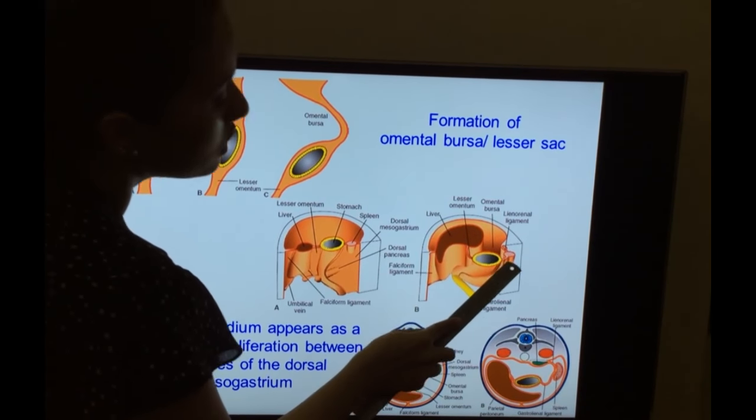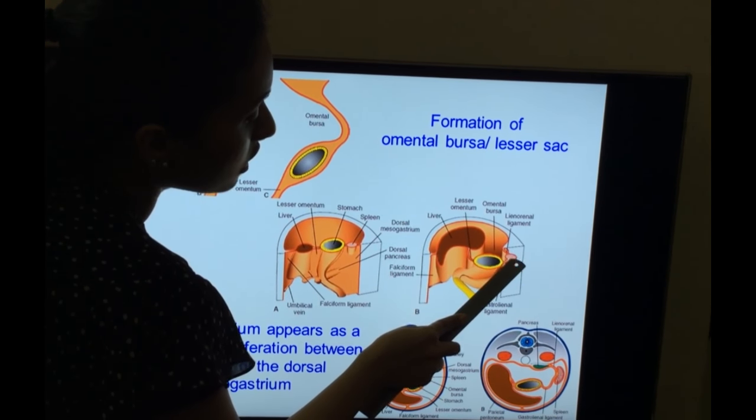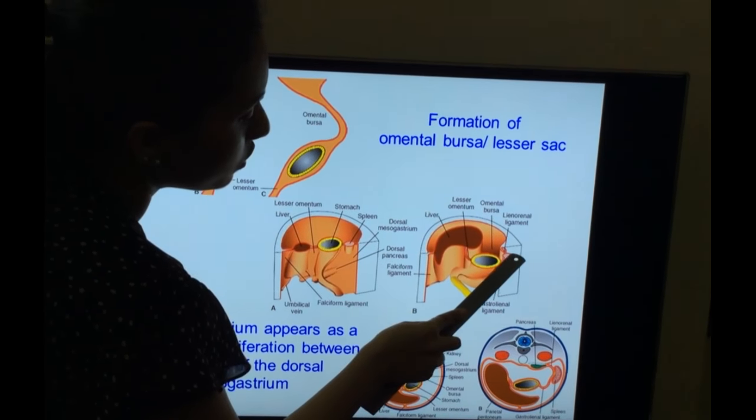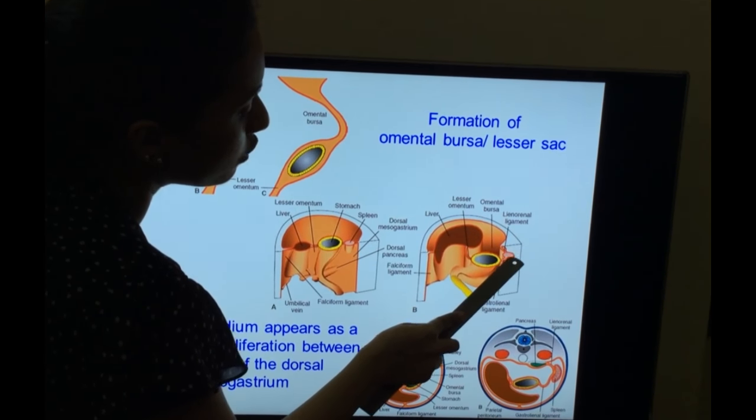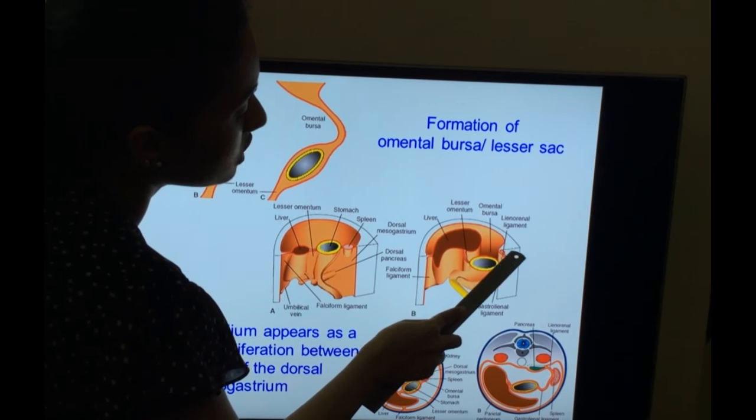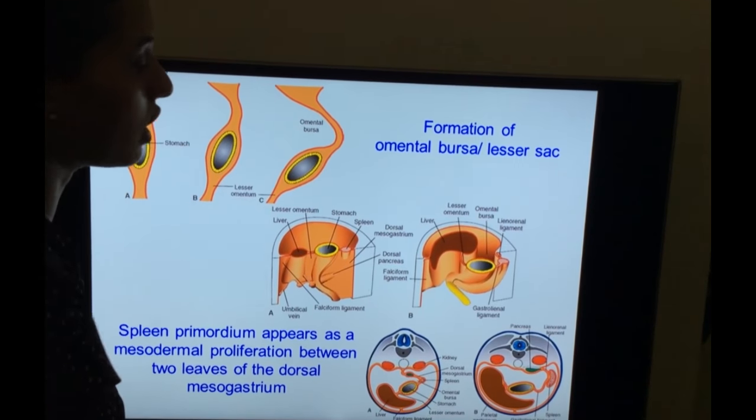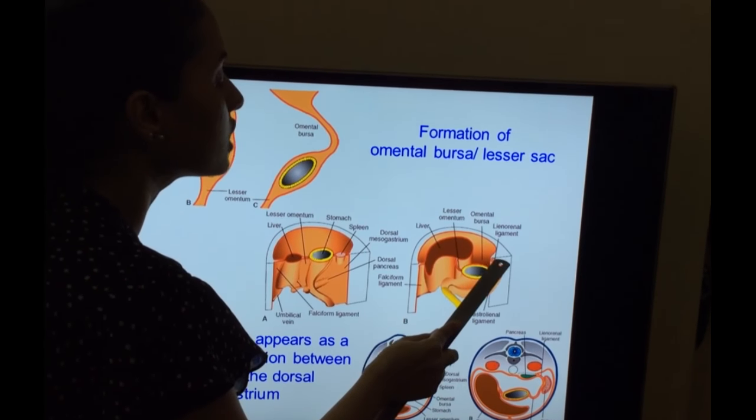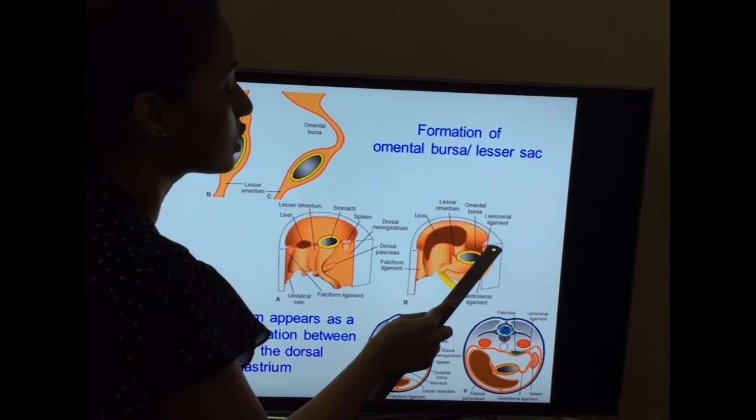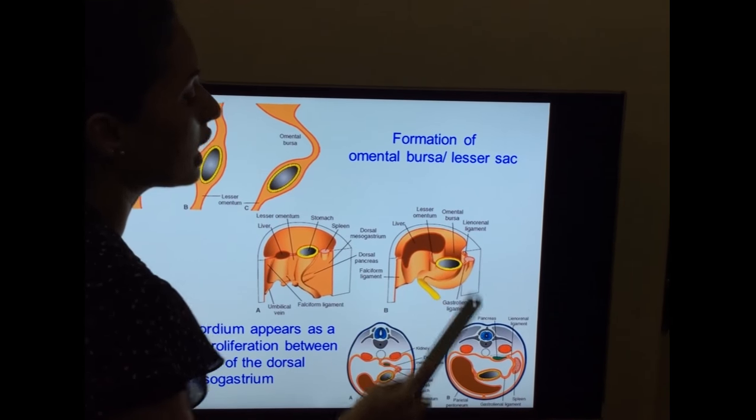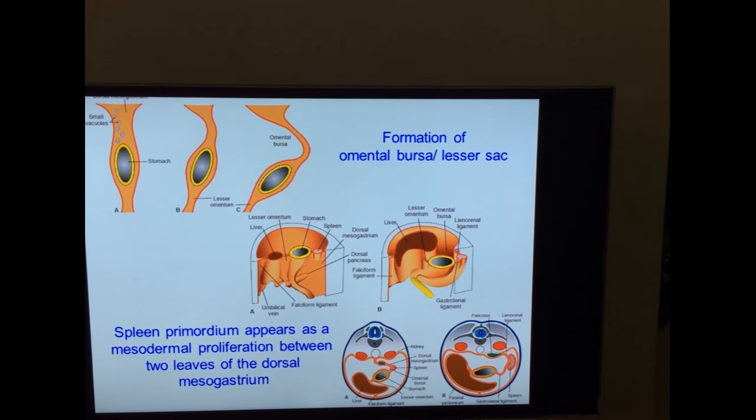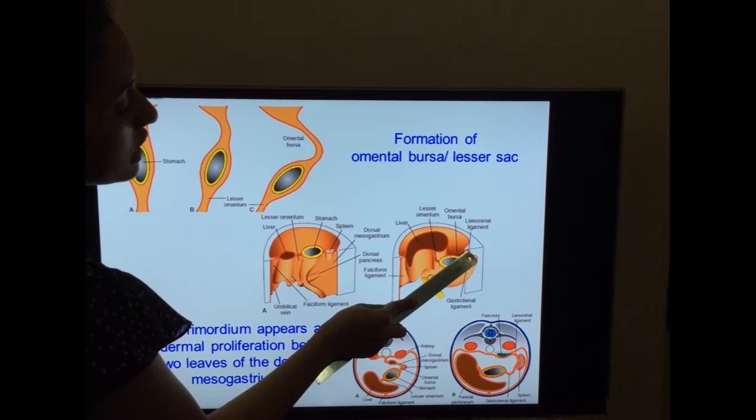Okay, so you can see here the posterior leaf of the dorsal mesentery, which is attached to the posterior abdominal wall, will now be attached to a structure which is appearing here called the left kidney. Okay, there will be formation of the left kidney here.